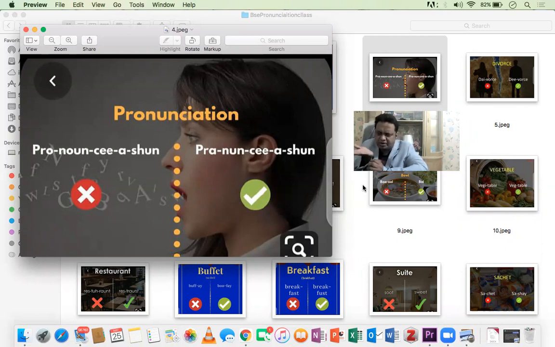If I put my palm underneath my chin and pronounce it, pronunciation, five times my chin touched my palm. So there are five syllables in pronunciation. Or you can count it: pro 1, nun 2, ci 3, a 4, tion 5. That's a very good way.